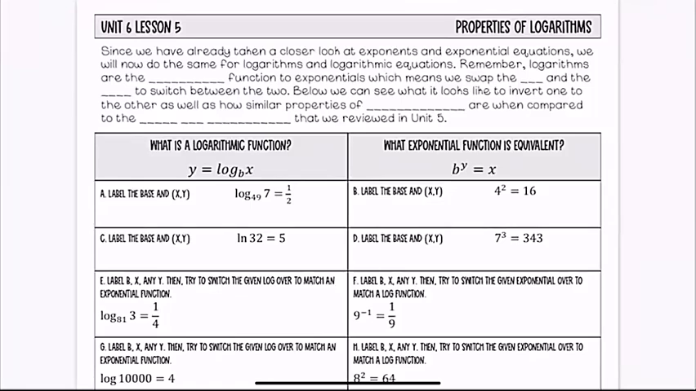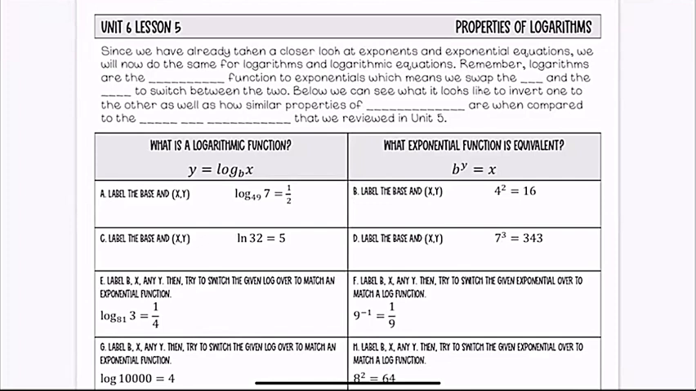Hi, everybody. Here is lesson 5 from Unit 6, and this lesson is covering properties of logarithms. We have covered exponentials already, which are the inverse of logs, and now we're going to cover how to switch between the two, starting with a log, and then how to apply the properties of logs. There are 3 main properties we're going to use today, and then one more that we'll go over next time with our equations.